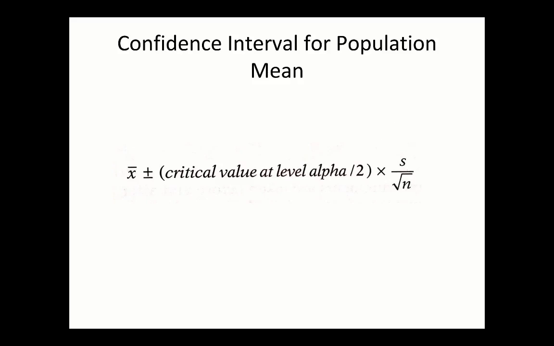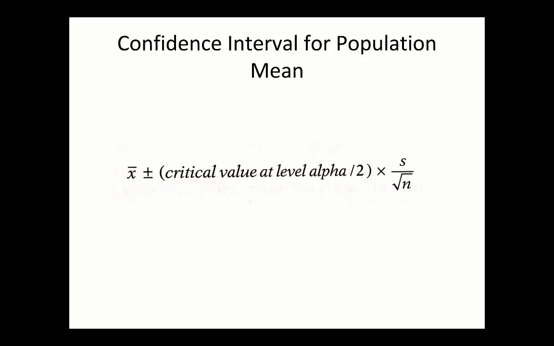We may want to calculate a confidence interval for the population mean to determine if the population is performing different than a standard or benchmark. The first thing we must do is to determine the critical value at level alpha divided by 2. This is largely dependent on the degrees of freedom. Degrees of freedom are determined by taking our sample size minus 1. So if we evaluated 20 subjects, our degrees of freedom would be 20 minus 1, which equals 19.